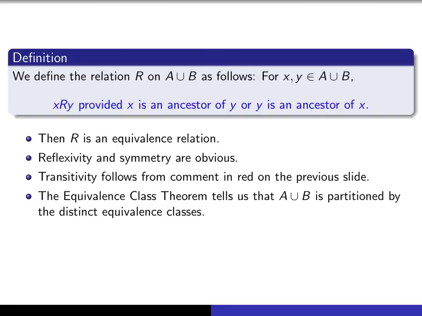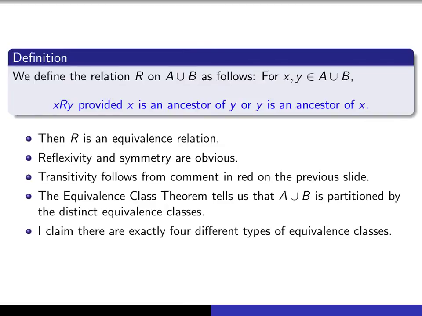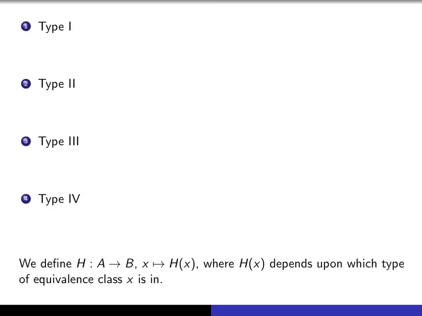Well, the moment you have an equivalence relation on a set, then you automatically get the result of the equivalence class theorem, which says that the underlying set, A union B, is partitioned by the distinct equivalence classes. And as we'll see, there are exactly 4 different types of equivalence classes. I'm going to show you a sketch of what they look like, and depending upon what they look like, our function h, this thing that we're going to try to define as a bijection from A to B, the value of h of x is going to depend upon which of the types of equivalence classes x lies in.